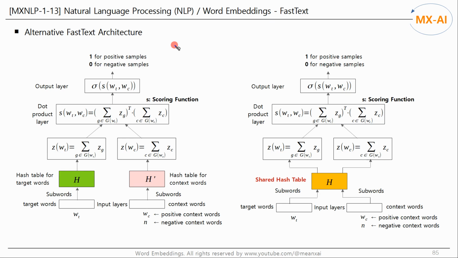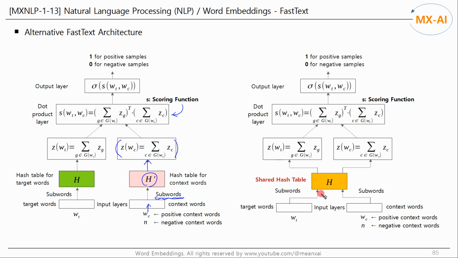Finally, let's briefly look at how the model can be modified if we also decompose the context words into subwords. If we want the model to also capture the morphological structure of context words, we can modify the architecture like this. The context word is decomposed into subwords, and a hash table is used instead of a standard embedding layer. The context word vector can then be obtained using the following formula. The scoring function would then look like this. The rest of the model remains unchanged.